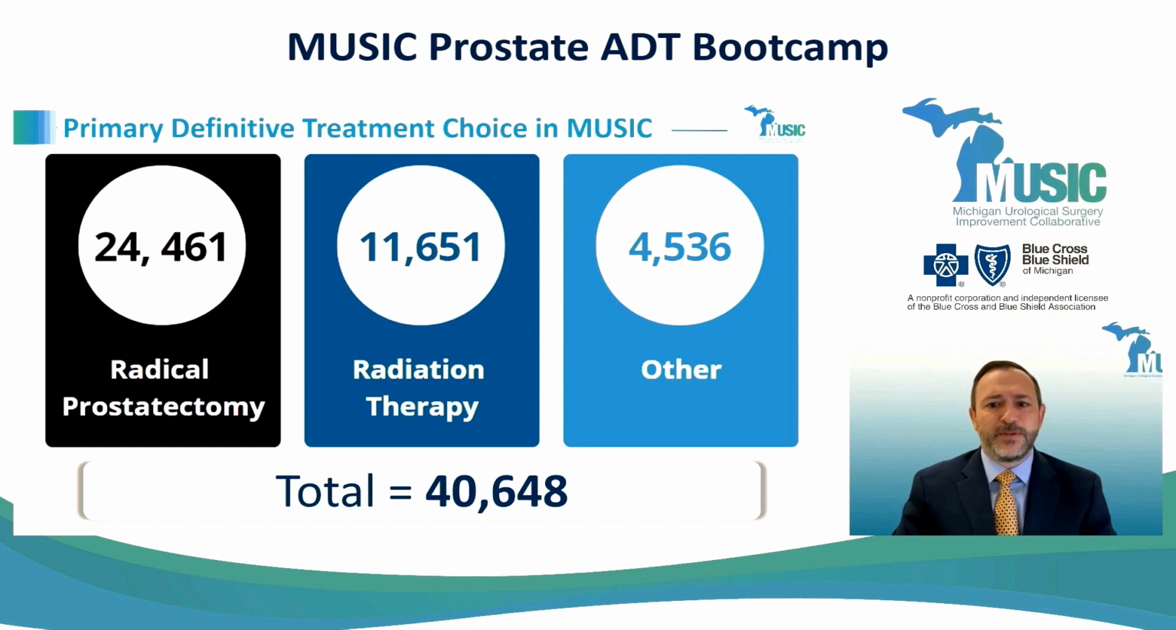Over the next couple of slides, I want to give a sense of the number of men in MUSIC that are exposed to androgen deprivation therapy for at least some part of their prostate cancer treatment. When we look at the over 40,000 men with localized prostate cancer, we see that about a third of those men choose external beam radiation therapy as their primary definitive treatment. And we know that many of these men will have radiosensitizing androgen deprivation therapy with a course ranging from between 6 months and 2 years as part of their treatment.